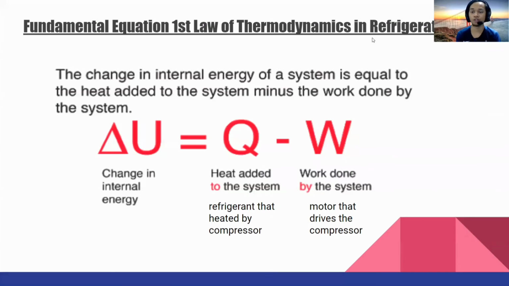So, based on the first law of thermodynamics, the equation that we can relate to the refrigerator is change in internal energy in the refrigerator equals Q, the heat which comes from the refrigerant that is heated by the compressor, minus W, the work done, which comes from the motor that drives the compressor.